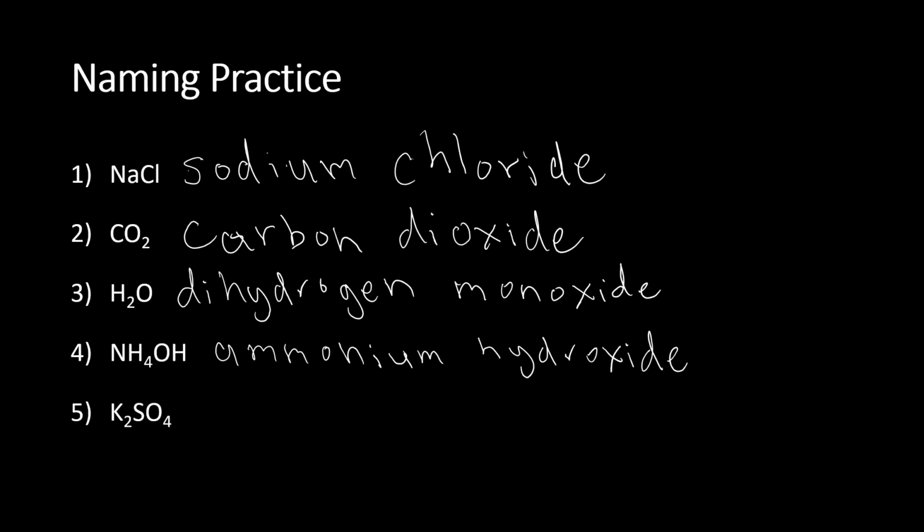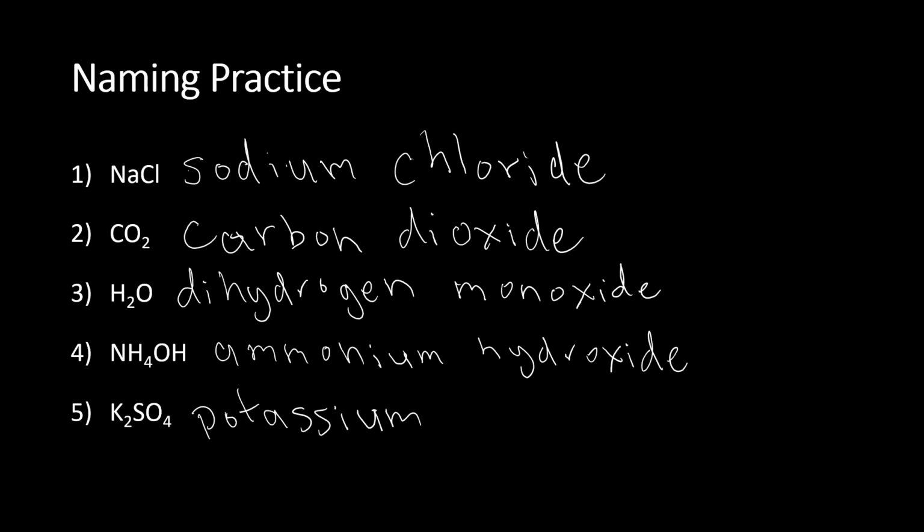So I know that this is also ionic. Number 4 was ionic because it involved polyatomic ions. Number 5 is also ionic because K is a metal and SO4 is a polyatomic. So again, polyatomic ions and metals are always going to be in ionic compounds for the purposes of this class. So K2 is going to be potassium. I don't need the di in the front because this is ionic, not covalent.